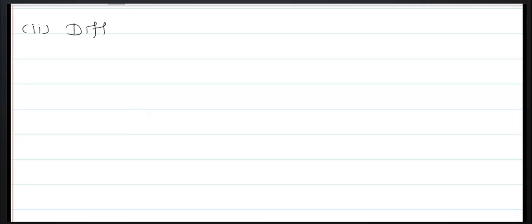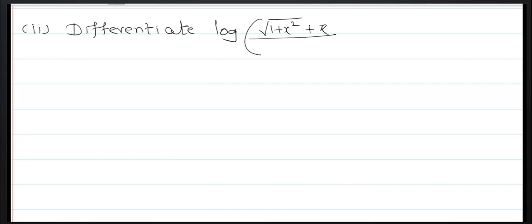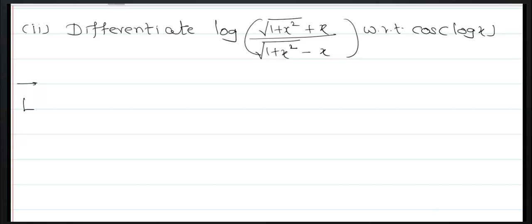Problem number 2. Differentiate log of root of 1 plus x square plus x upon root of 1 plus x square minus x with respect to cos of log x.